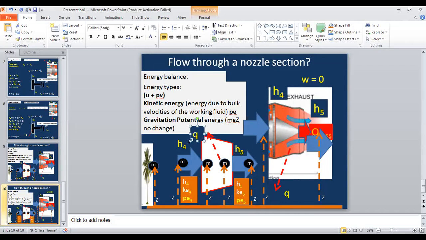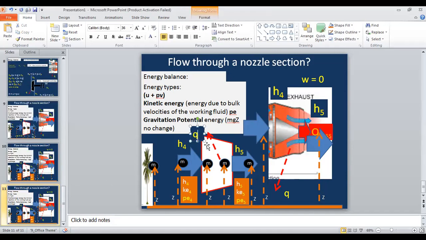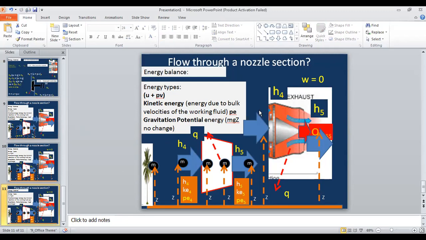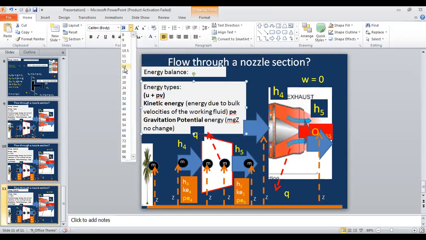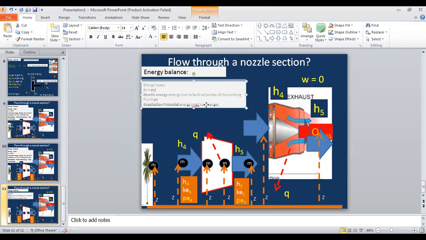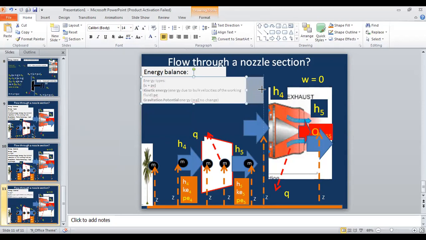Let's say we take Q out. We'll keep it. So then energy balance. Make this a little smaller. Just to show our memories on previous thoughts. Now we are ready to write the energy balance.